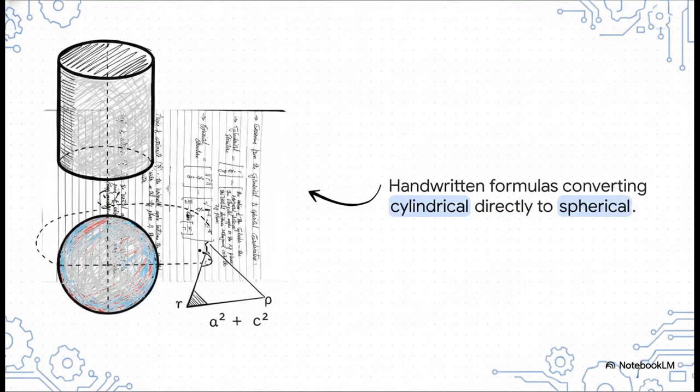But okay, what if we actually need to translate between these advanced systems? Well, these handwritten formulas provide the exact bridge required to move from a cylinder directly to a sphere. To find the total spherical radius, we essentially run the Pythagorean theorem using our cylindrical data. You just calculate the square root of r squared plus z squared. It's a neat little trick.